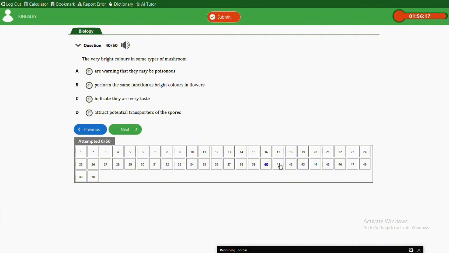So let's look at question number 40. It says the very bright colors in some types of mushroom, A. are warning that they may be poisonous, B. perform the same function as bright colors in plants, C. indicates they are very tasty, D. attract potential transporters of the spores. So the correct answer to this question is A. They are warning that they may be poisonous.